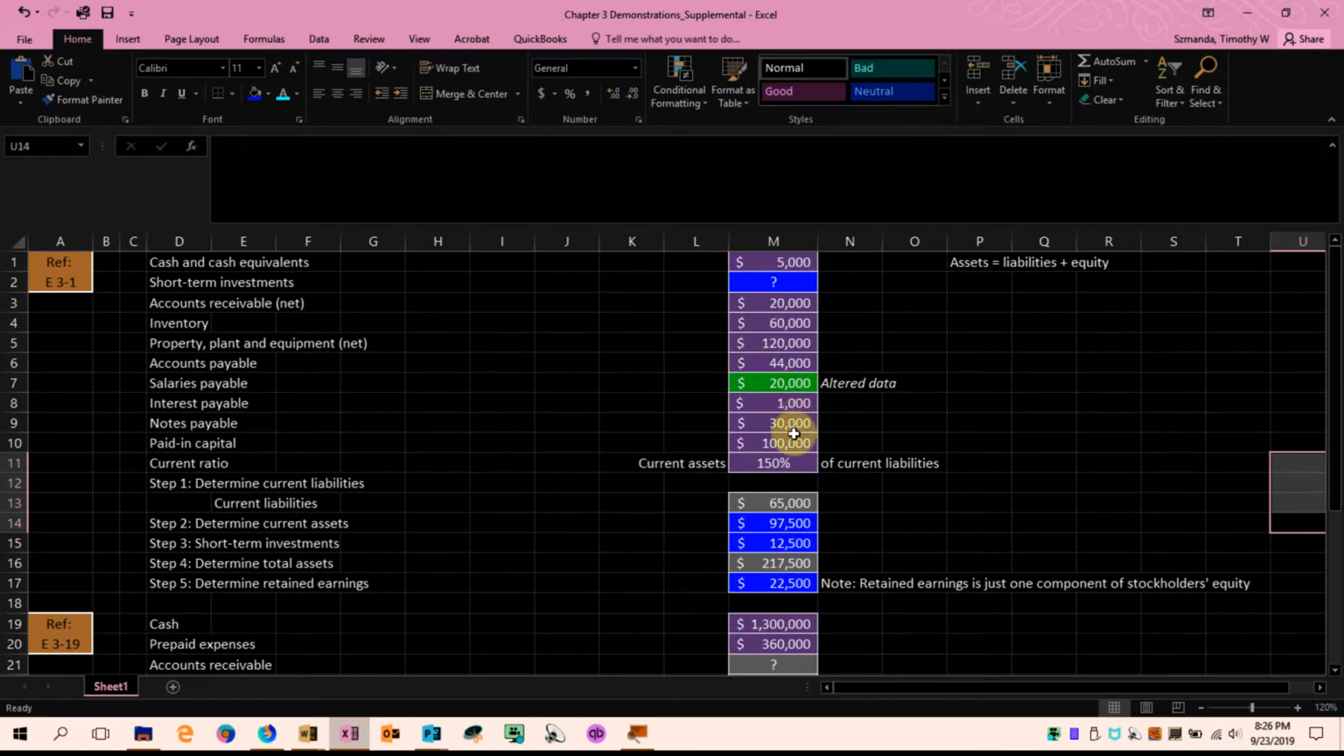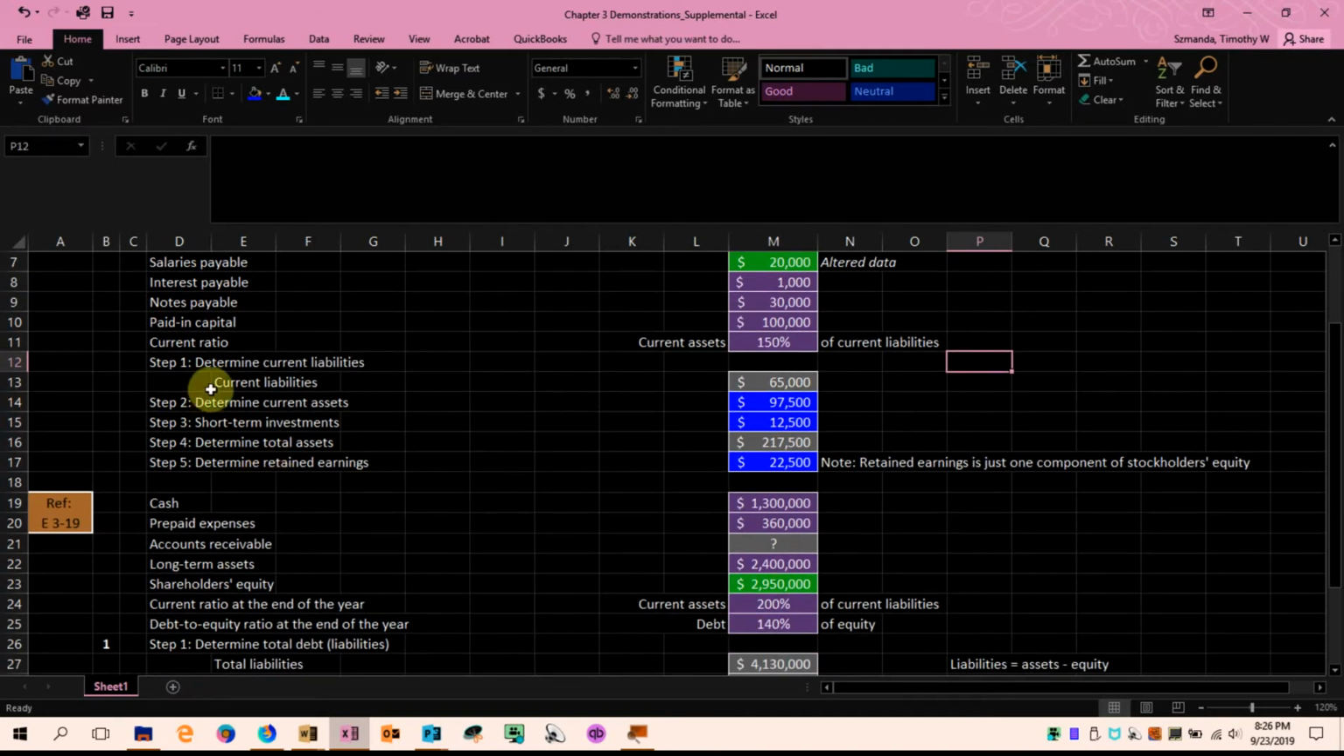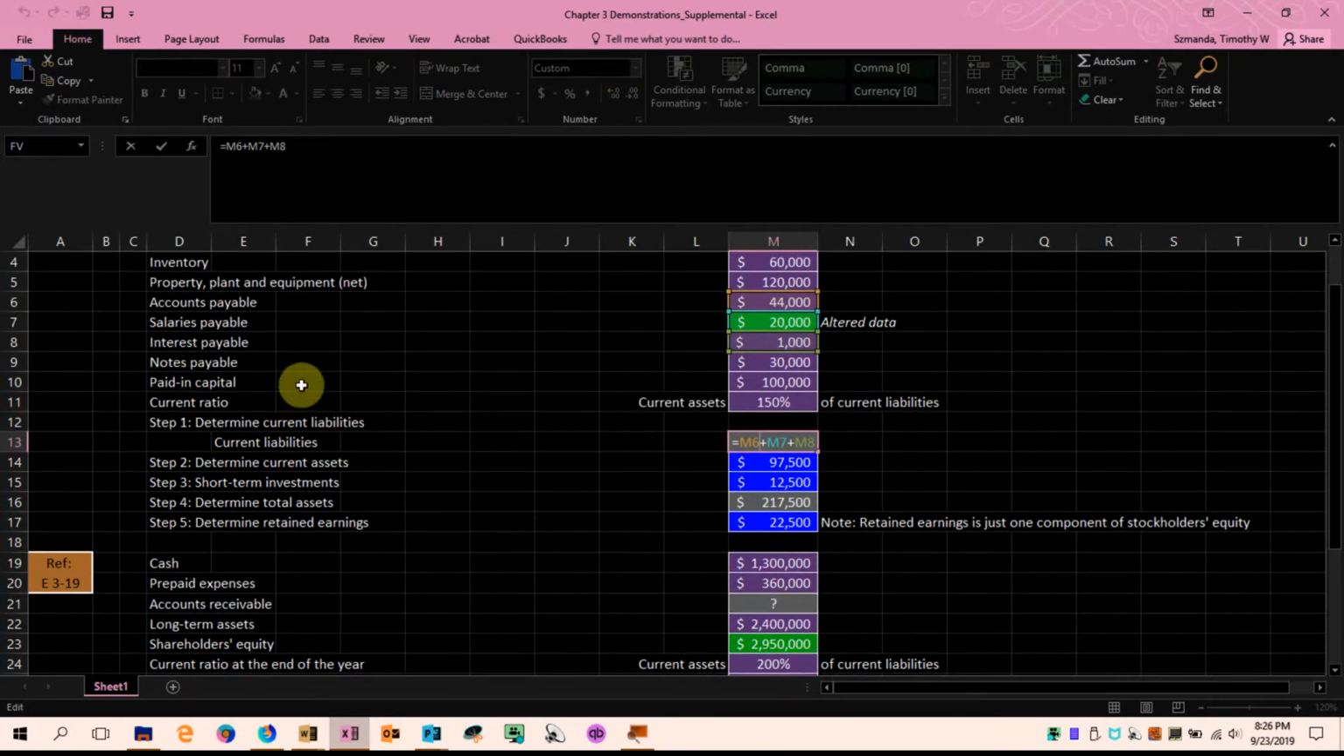Alright, so I got the information down. I did change the data a little bit for those who would like to do this problem themselves. So I have the salaries payable at $20,000, and in the problem they're listed at 15. So I did change that. Otherwise everything else is the same. So I have a series of steps that I use to resolve this exercise, and step 1 is to determine the current liabilities. And the current liabilities in this case are going to be the addition of accounts payable, salaries payable, and the interest payable.